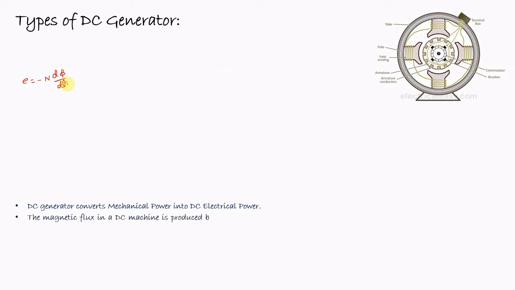The magnetic flux in a DC machine is basically produced by the field coils when current flows through them, and this phenomenon is known as excitation. In this figure, these are the poles and these are the field windings. When power is supplied to the field winding, the magnetic field is produced, and depending upon the direction of the current, the poles will be in alternate order. That means first a north pole, then a south pole, then again a north pole and again a south pole, and so on.